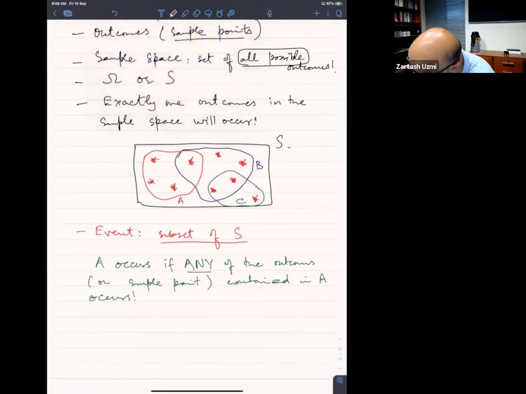Let me use some different color. If this outcome happens, the one I have shown with an arrow, let me ask you this question. Does A occur? Yes or no? Answer in the chat window. If the outcome marked with this brown arrow occurs, we know that exactly A's outcome must occur. Does A occur? A does not occur. Why? Because that outcome is not contained in A.